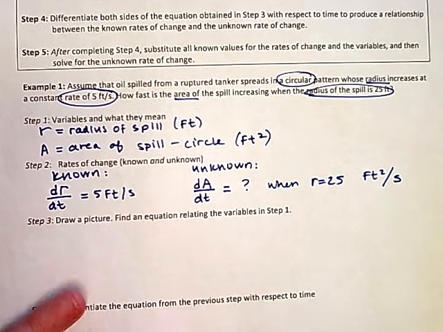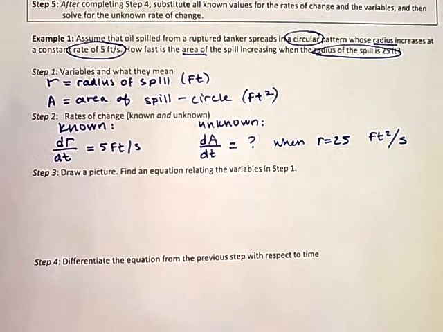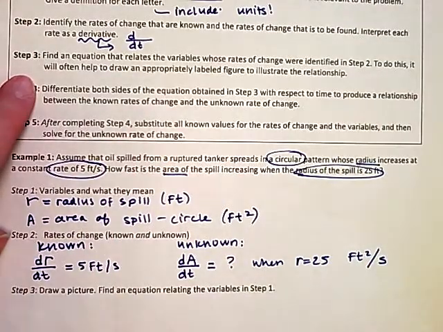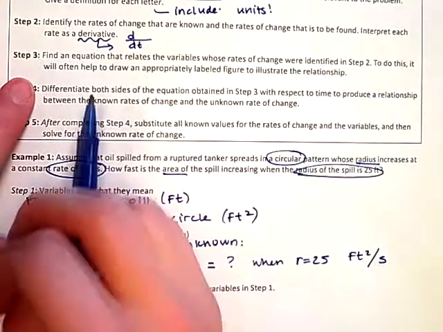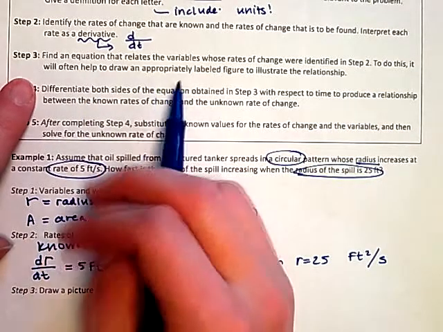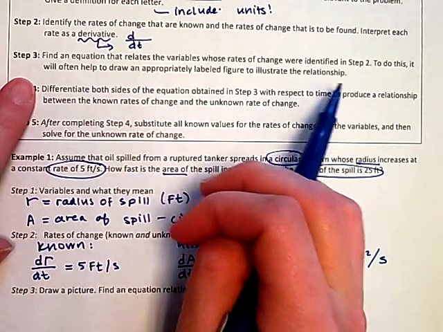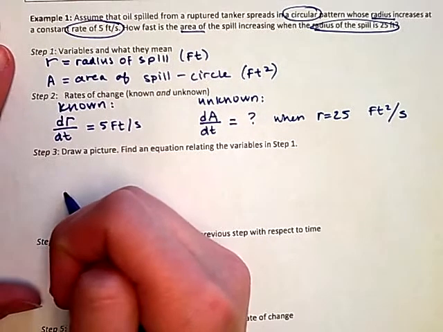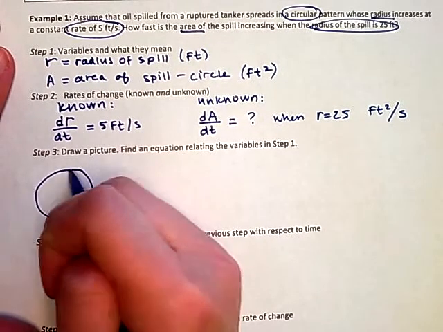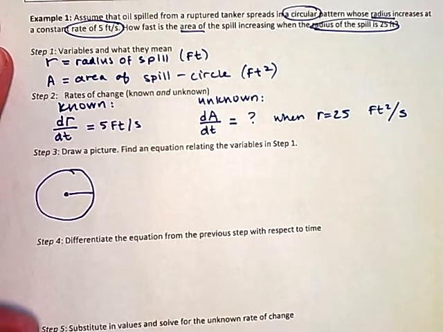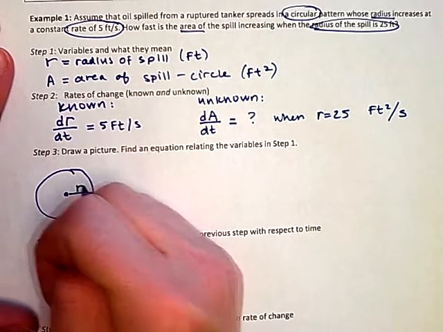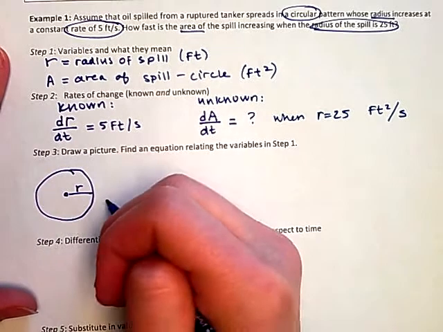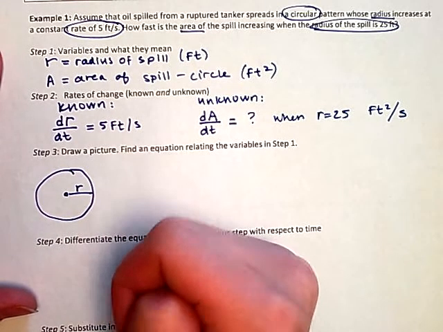Okay, so now let's see step 3. Let me scroll back up here. Step 3 says find an equation that relates the variables whose rates of change were identified in step 2. To do this, it will often help to draw an appropriately labeled figure to illustrate the relationship. So the idea here is, we have some oil spill, and we know it's a circle. So our diagram is pretty simple. It's just going to be a circle, and we can label the radius r. And then we also know that the area of this thing should be the area of the circle. So that helps us set up our equation.